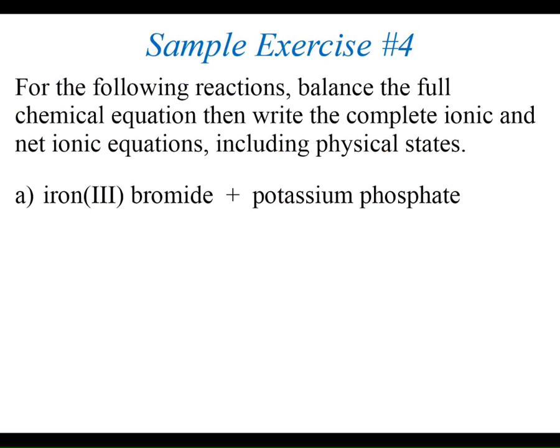Okay, let's try one. So we're going to do the same thing we just did. We're going to write the full equation first. Then we'll do the next step. So first, the same thing. What's iron 3 bromide? What's potassium phosphate? Swap the anions. So let's do that. What's iron 3 bromide going to be? What's the formula for iron 3 with bromide?